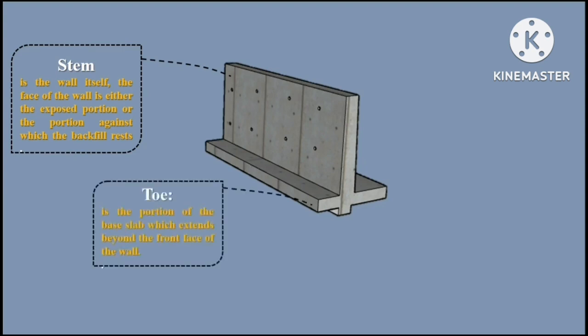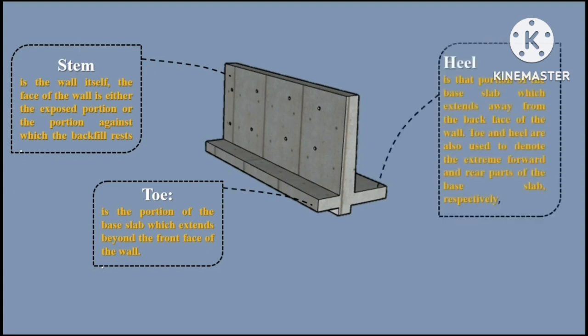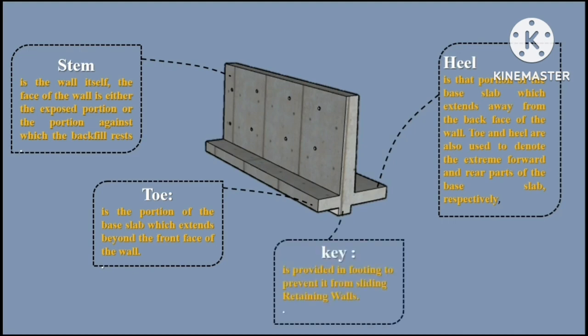Toe is the portion of the base slab which extends beyond the front face of the wall. Heel. Heel is that portion of the base slab which extends away from the back face of the wall. Toe and heel are also used to denote the extreme forward and rear parts of the base slab, respectively. Shear key. Key is provided in the footing to prevent the retaining wall from sliding.